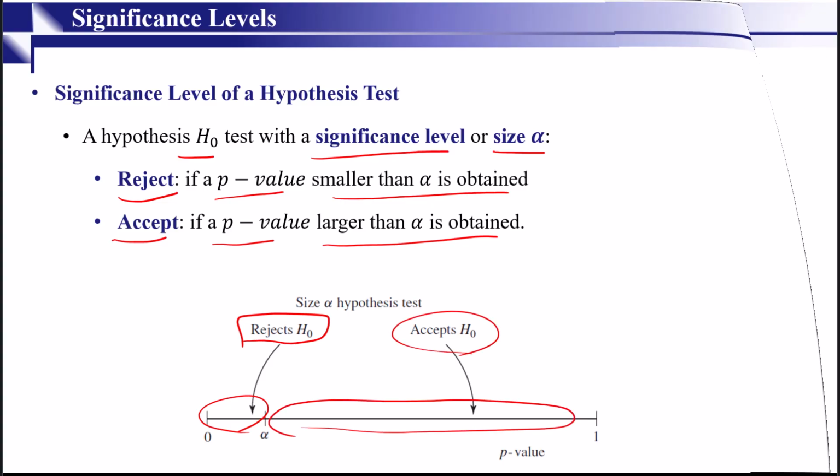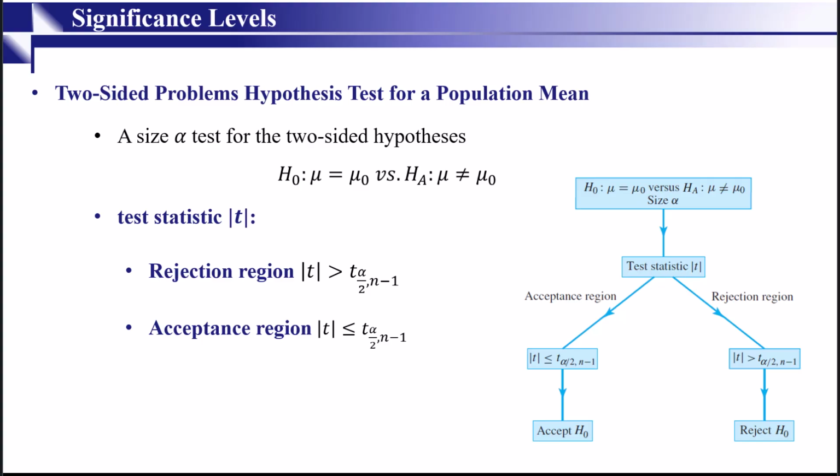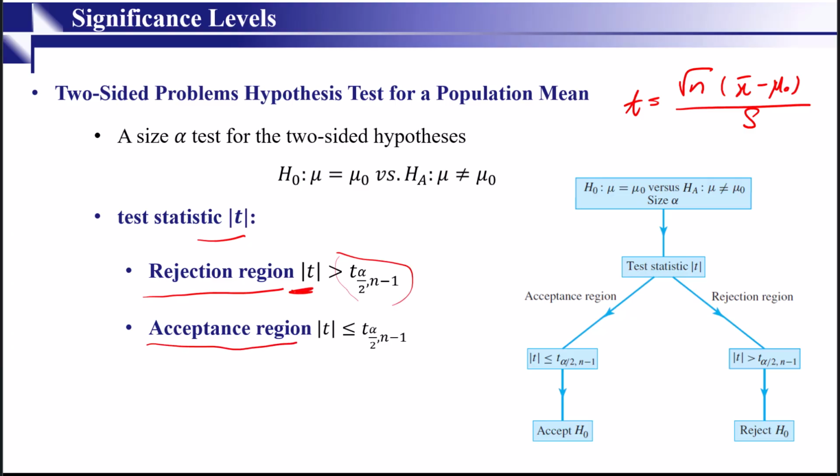We already know that for a two-sided t statistic, t is equal to root n times x bar minus mu 0 divided by s. We want to decide whether a size alpha two-sided hypothesis test rejects or accepts. We can do it by determining whether the absolute value of t falls in the rejection region or the acceptance region. The rejection region means the absolute value of t is greater than the critical value, and the acceptance region means the absolute value of t is less than or equal to the critical value.